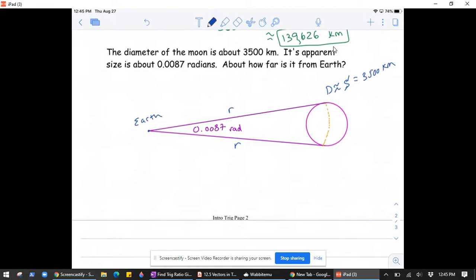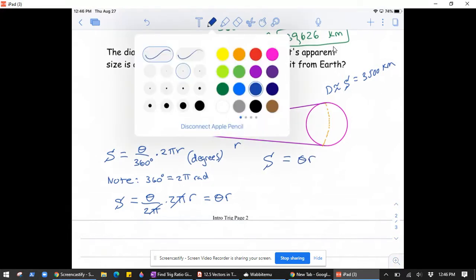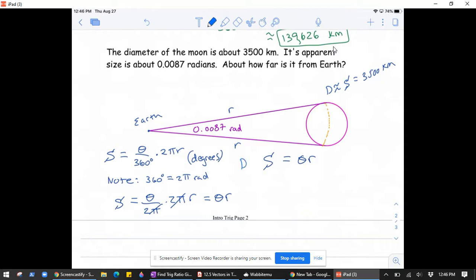Now, one thing to point out is that when our angle was in degrees, this formula gave the arc length, but we're in radians. You can either convert to degrees, but it's probably easier to note that 360 degrees is equal to 2 pi radians. So we're going to use this version of the formula, which is theta over 2 pi times 2 pi. We get a much cleaner formula when we're in radians: S equals theta times r, where we're thinking of S as our estimate of the diameter.